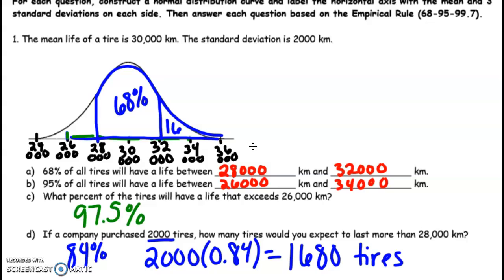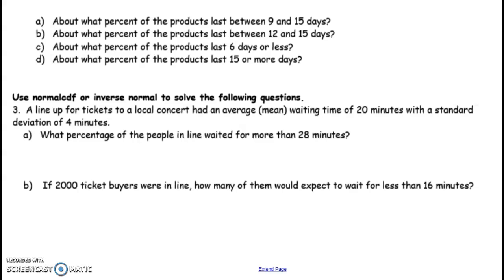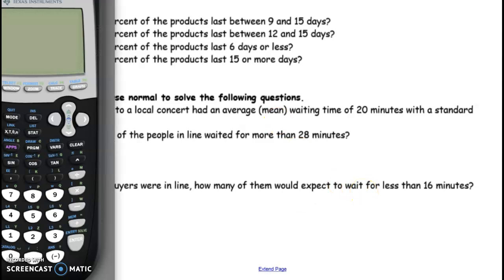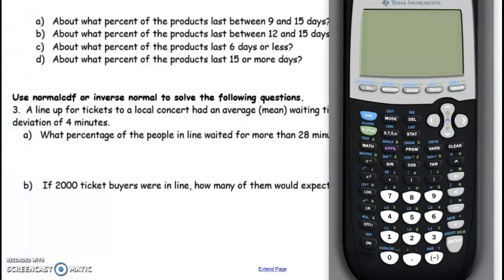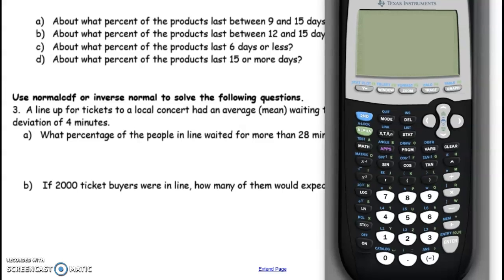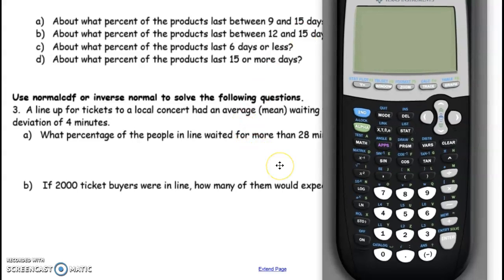Number 2 is similar. It's also dealing with the empirical rule. All right, continuing on with the odds. So number 3, notice the directions have changed. Use normal CDF or inverse normal to solve the following question. So from here on out, we're using the calculator. And I'm going to go with the one that you all have on your computer, the 84. I'm going to use the 84 for all of my calculations as we go along here. But you also have the Inspire when you're in class.